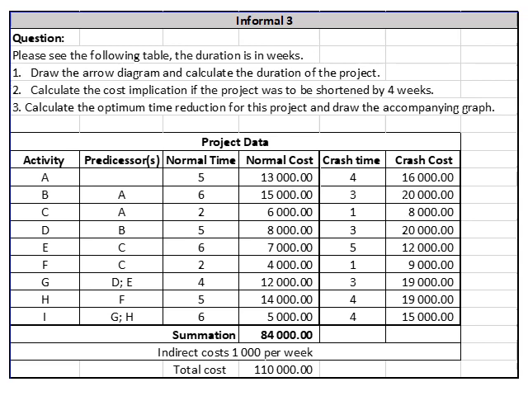So please see the following table. The durations is in weeks, and then draw the arrow diagram and calculate the duration of the project. And then the second question is calculate the cost implications if the project was to be shortened by 4 weeks. Okay, so this is the first section of our question that we will have a look at.